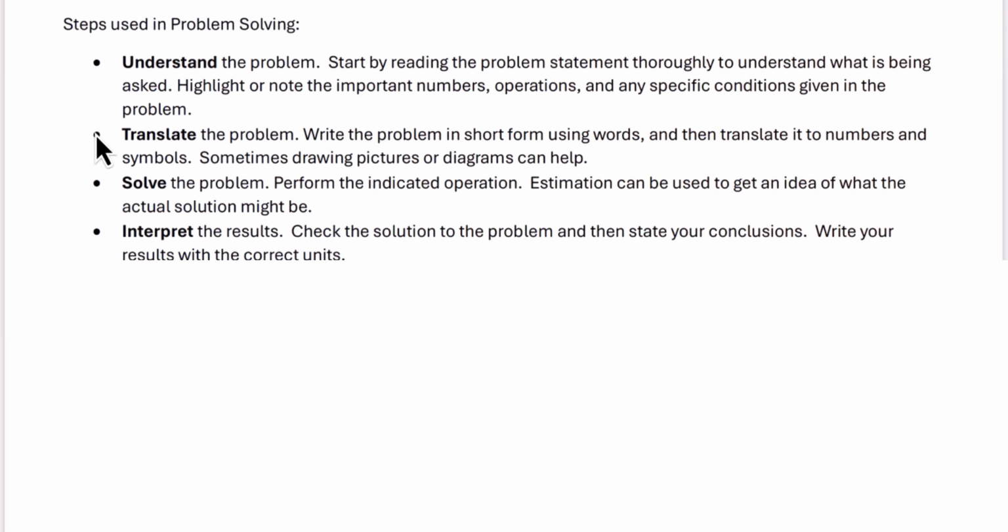Next, we translate the problem. Write the problem in short form using words, and then translate it to numbers and symbols. Sometimes drawing pictures or diagrams can help. Next, we solve the problem. Perform the indicated operation. Estimation can be used to get an idea of what the actual solution might be. Finally, we interpret the results. Check the solution to the problem and state your conclusions. Write your results with the correct units.